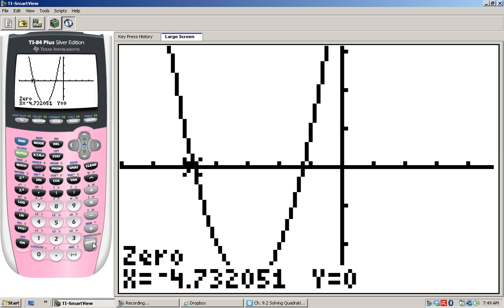So we get our two zeros by using the electronic tools, using the calculator, to figure out where this function crosses the x-axis. One place is at negative 4.7, because they said to round, and the other place is at negative 1.3, because they said to round.